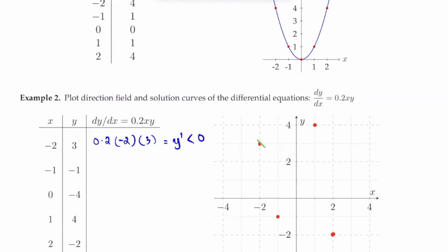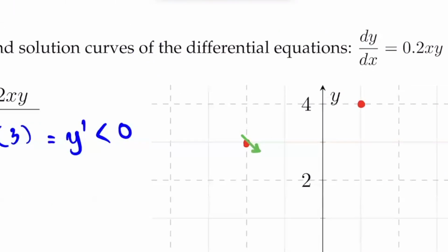Again, I don't know the exact value. I just see that the solution is going to behave this way at the point (-2, 3): the solution will decrease. That's why I have the small arrow here pointing downward, indicating that this is a decreasing function.